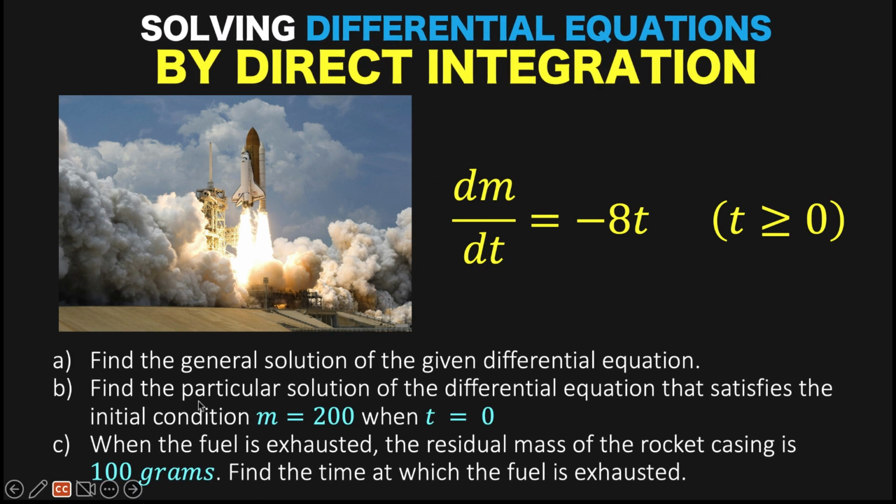First, we would like to find the general solution of the given differential equation. Letter B, find the particular solution of the given differential equation that satisfies the initial condition that the mass is 200 grams at time equals 0 seconds. And letter C, when the fuel is exhausted, the residual mass of the rocket casing is 100 grams. Find the time at which the fuel is exhausted. Now let's solve this problem together.